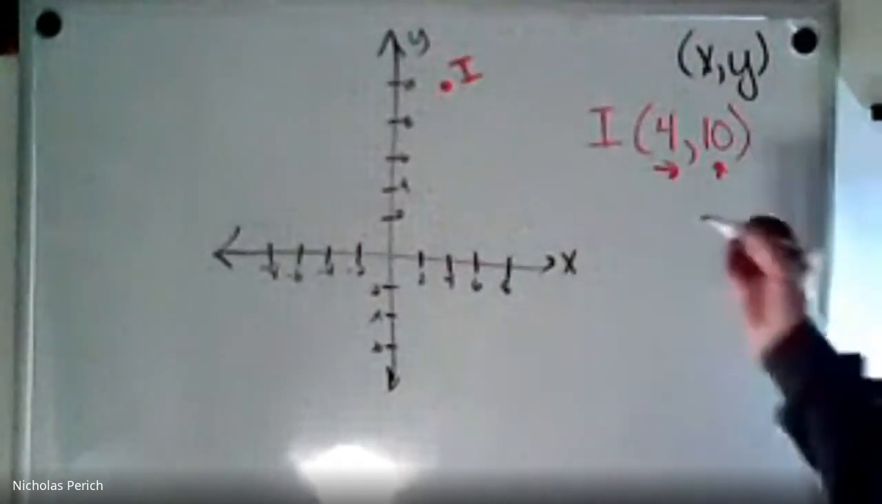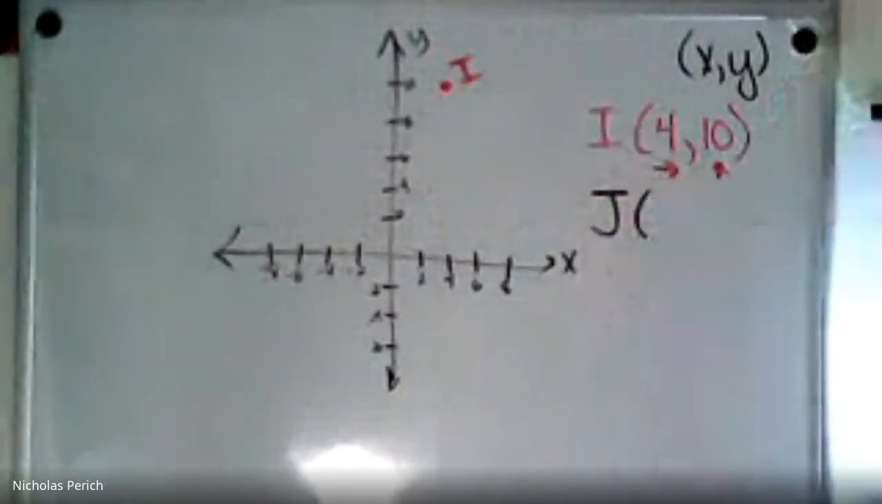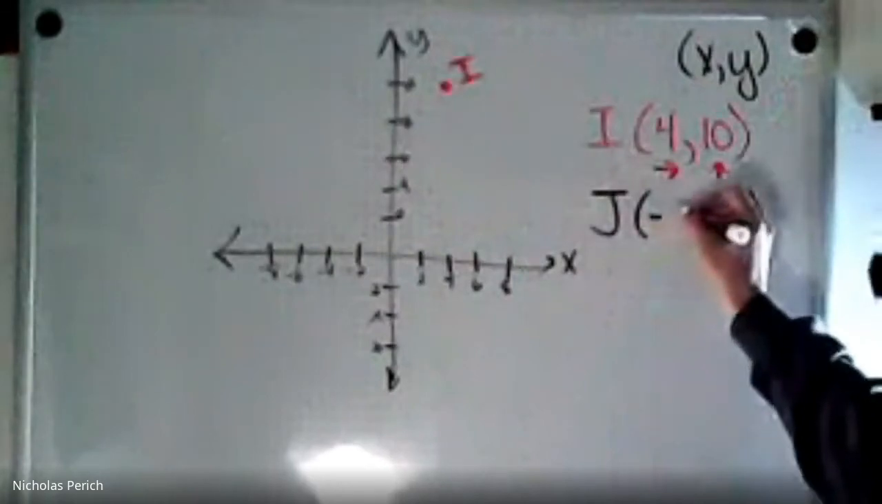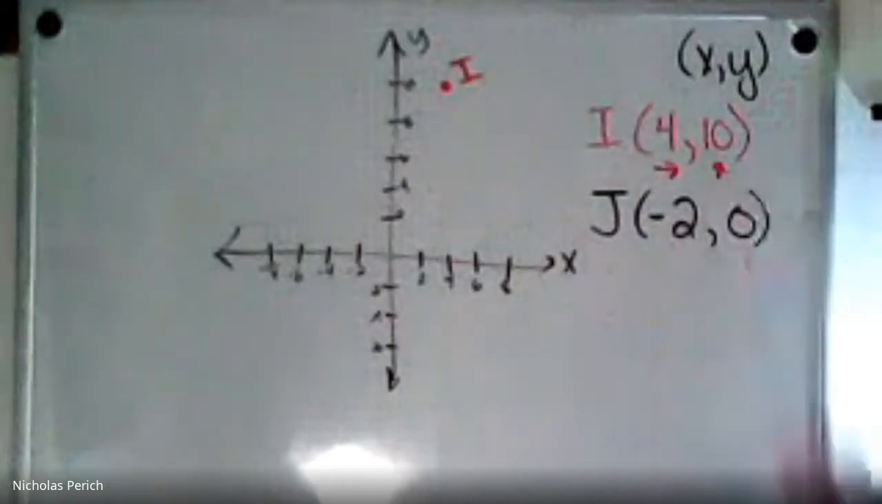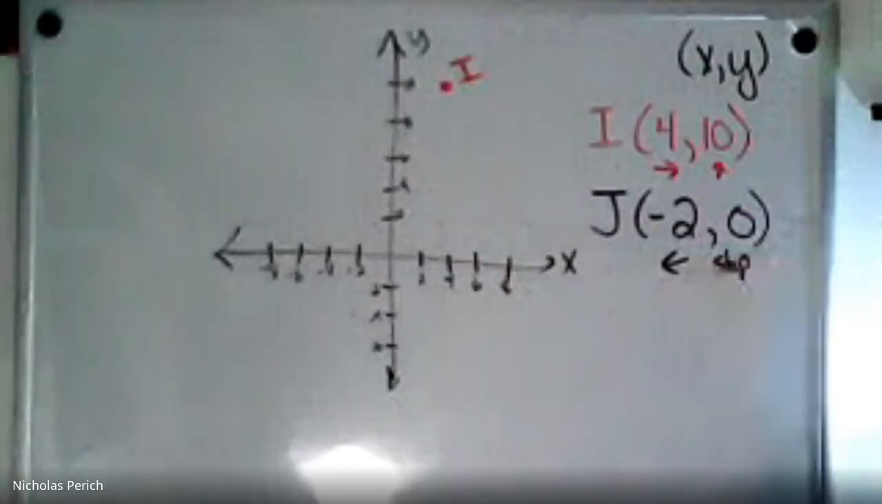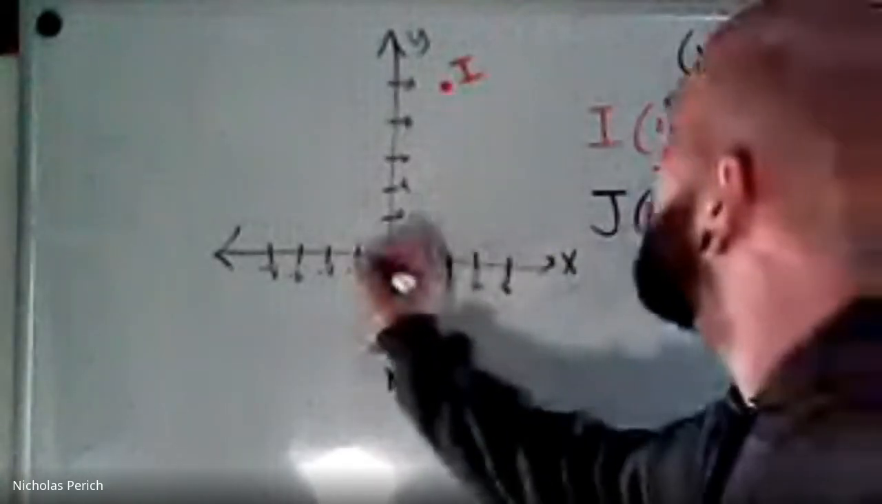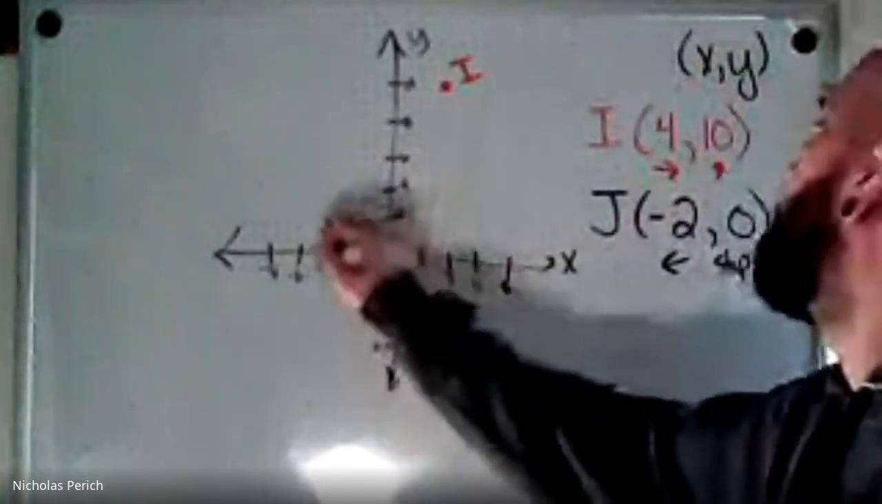Okay. J. Negative 2, 0. What does that mean? What does that mean indeed? This means move left 2 and then stop. Left 2 and then stop. And that's J.